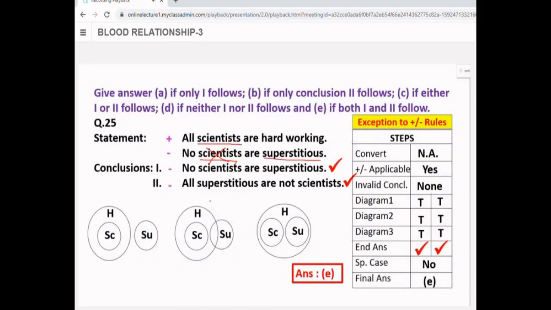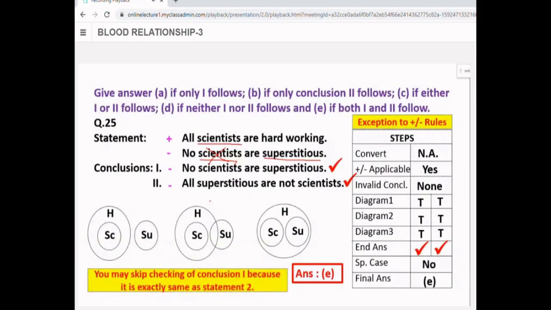This is your one method. Now I'm coming to the alternative method, which is easy. This is the answer which I have discussed earlier. You may skip checking conclusion 1 because it is exactly the same as statement 2. Conclusion 1 and statement 2 are exactly the same, so don't check it. Directly you can say true. This is one.